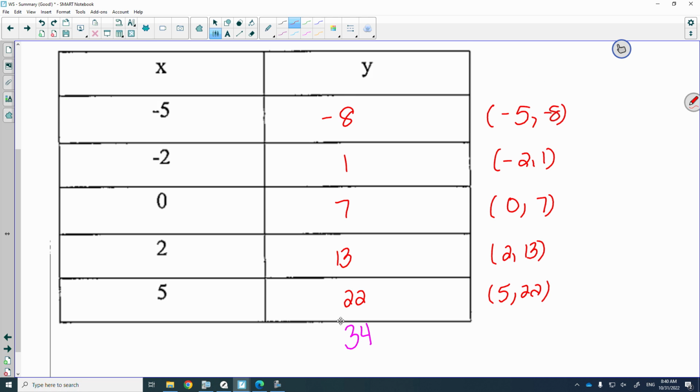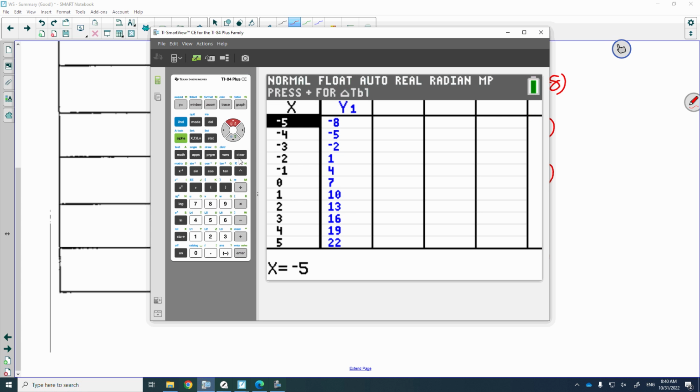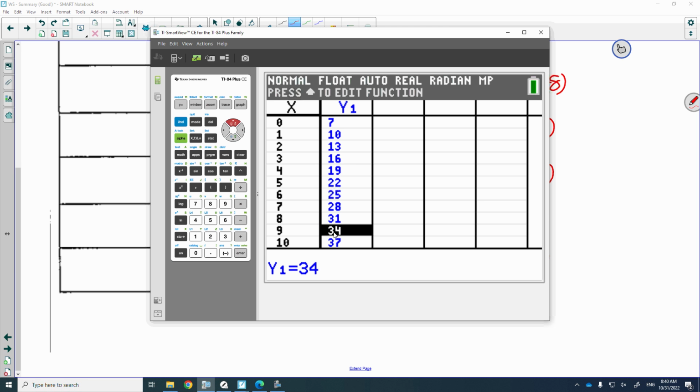Jamie, when y is 34, what was the x value? 9. Yeah. So you'd have just gone down on your chart and you would have looked for 34, and the corresponding x value is 9.